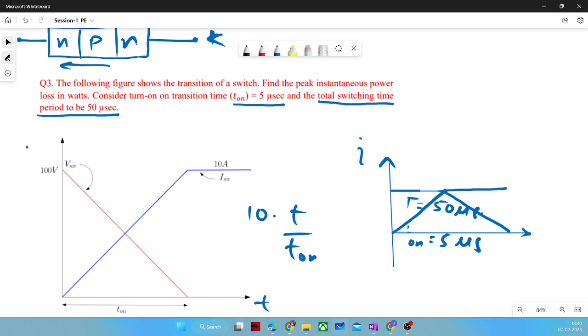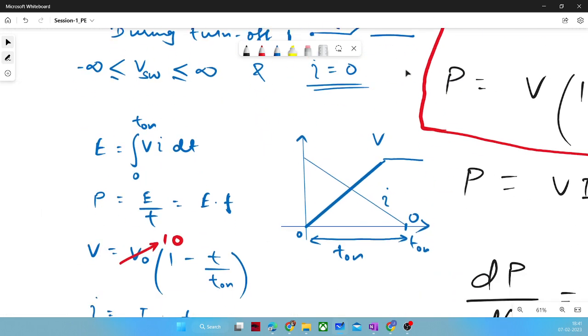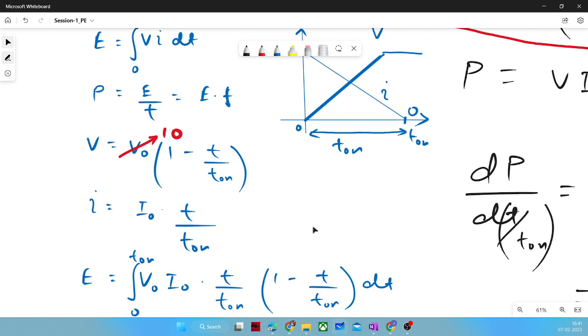The first thing you need to do is find the expression of voltage and current. So that is what I did. I wrote the expression of voltage, which was V naught into 1 minus t by t on, from the formula of slope, y equal to mx. And you get the expression of current, that is I naught into t by t on.